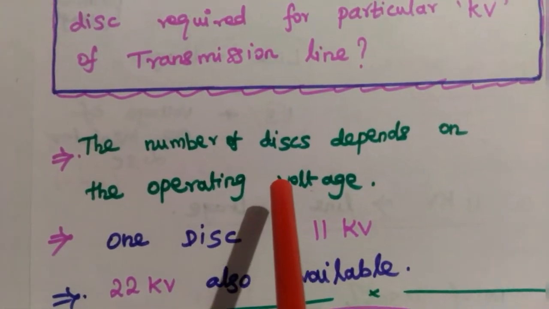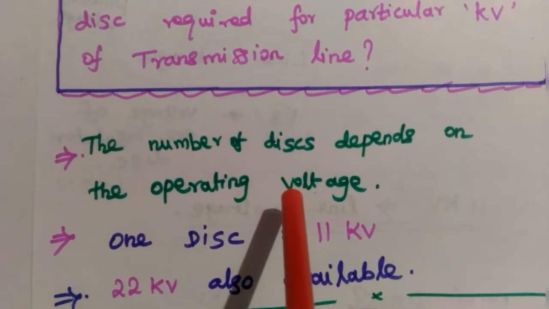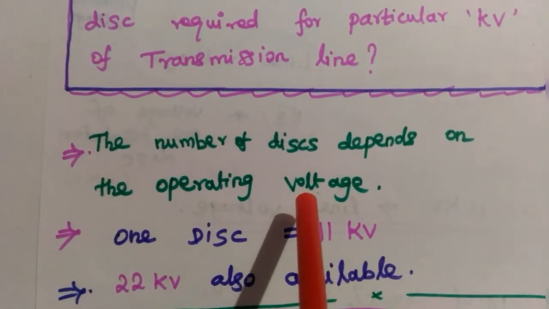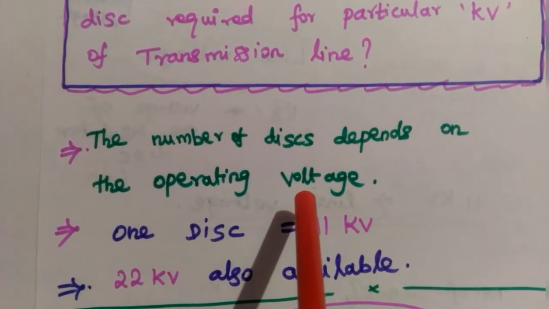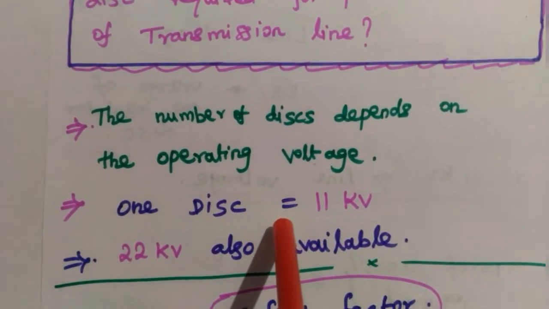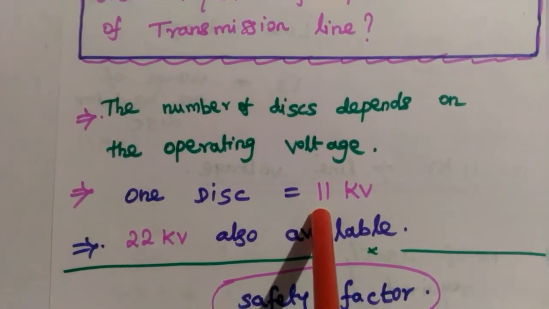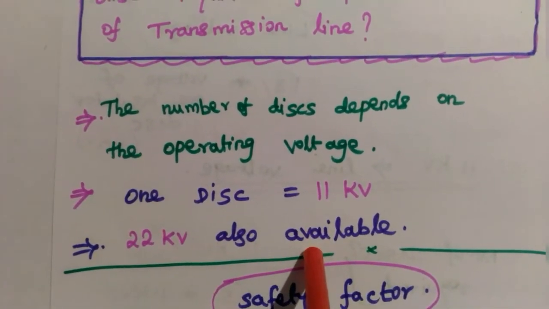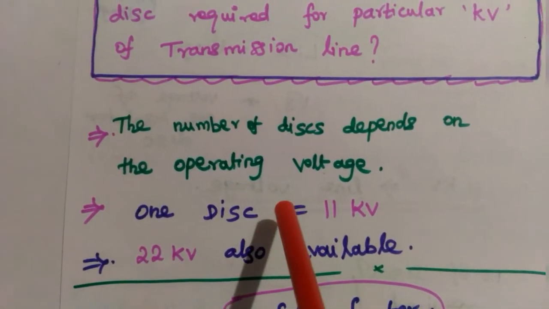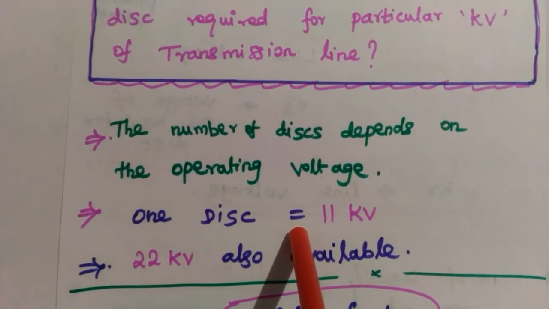You can go and view the tower structure. At the top of the tower, the line conductors are connected with the help of the insulators. The insulators have a number of discs. Each and every disc has a voltage rating of 11 kV. Nowadays a 22 kV disc is also available. So for this calculation we are taking the number of 11 kV discs required for a particular kV of the transmission line.